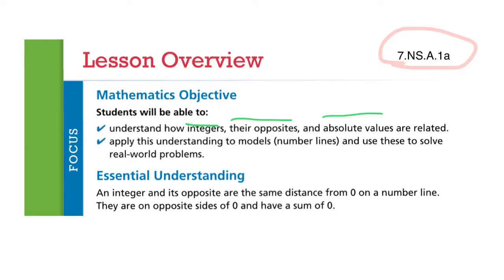And it says essential understanding. An integer and its opposites are the same distance from 0 on a number line. They are on opposite sides of 0 and have a sum of 0. So opposites kind of cancel each other out, and you've probably worked with that in 6th grade. So this is kind of a review, but the 7 shows you it does carry over into 7th grade.